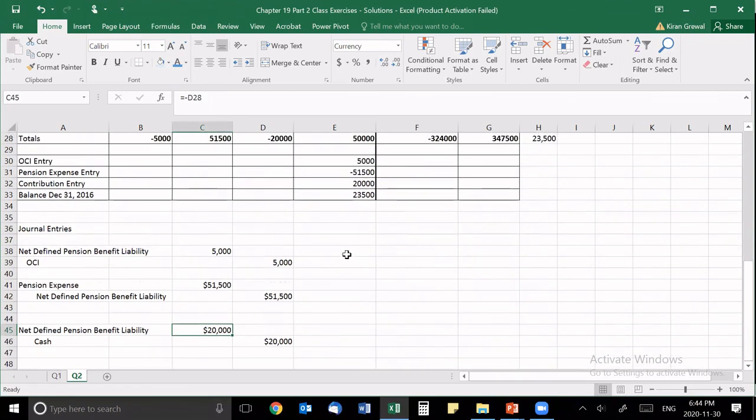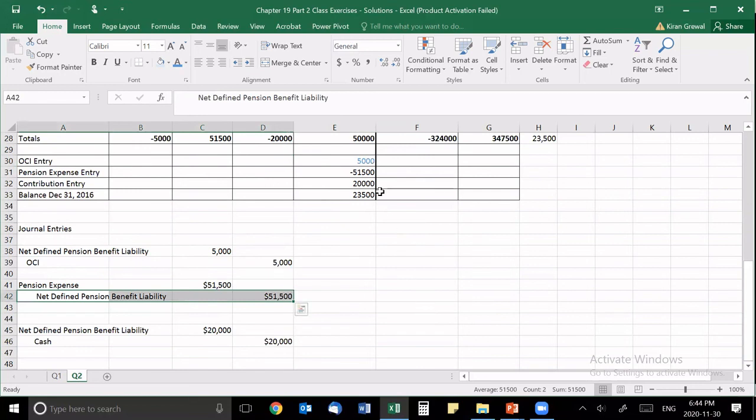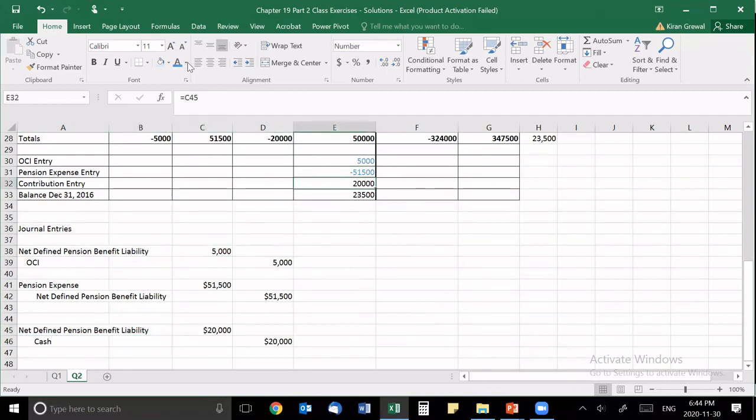So now we can fill the rest of our schedule because we can see the journal entries. You can do this before or after the journal entries, but we know that we're going to be debiting net defined benefit of 5,000. So we'll have the debit of 5,000 there. We're going to be crediting net defined benefit 51,500, so minus, credit balance there. We're going to be debiting net defined benefit 20,000. So if we start with our $50,000 asset, add 50,000, minus 51,500, add 20,000, we get a total of 23,500.